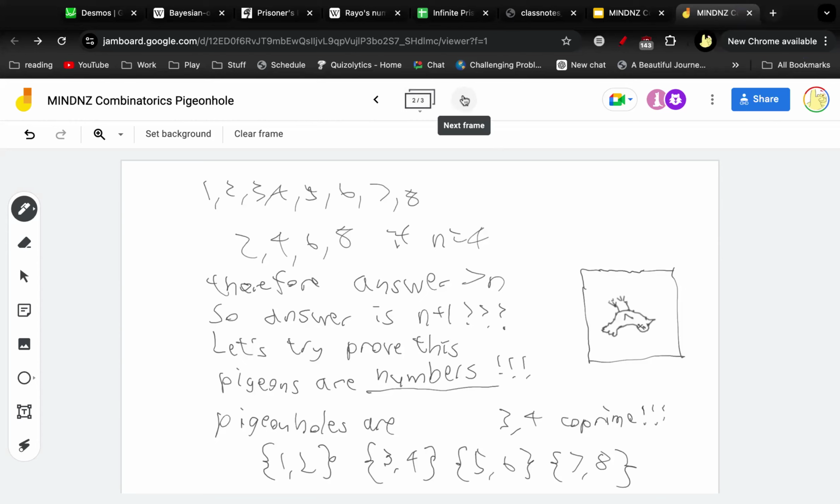In general, I hope you guys can see why this argument would generalize, right? So for the general case where you have 2n integers, n integers isn't enough because you can just choose the n even integers, but n plus 1 integers is enough because you can set up your n pigeonholes 1, 2, 3, 4, 5, 6, and so on, right? And you split your n plus 1 pigeons amongst these n pigeonholes, and you find that 2 of them must be coprime. So the answer is just n plus 1 for the general case. Okay. Yep, that was a pretty good problem.